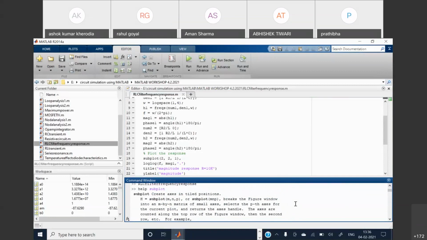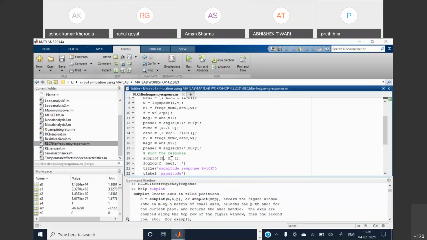Subplot creates axes in tiled positions. If we are having subplot(m, n, p), it breaks the figure window into an m by n matrix of small axes. So if I'm writing here, say 2 by 2, it means it will create 4 windows, and in the first window, it will plot this first one.